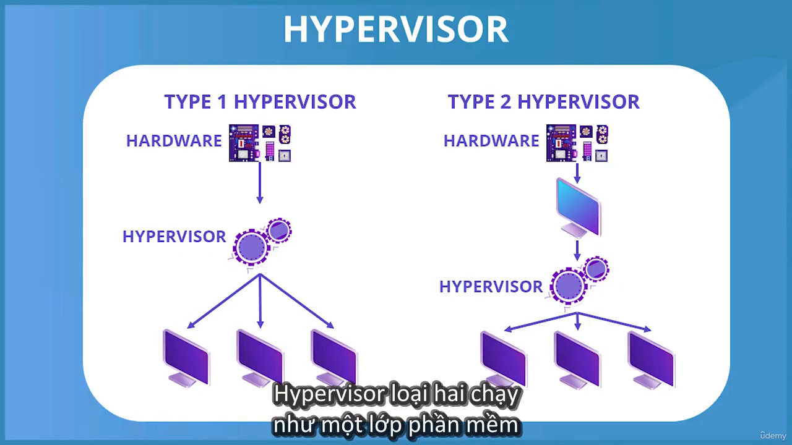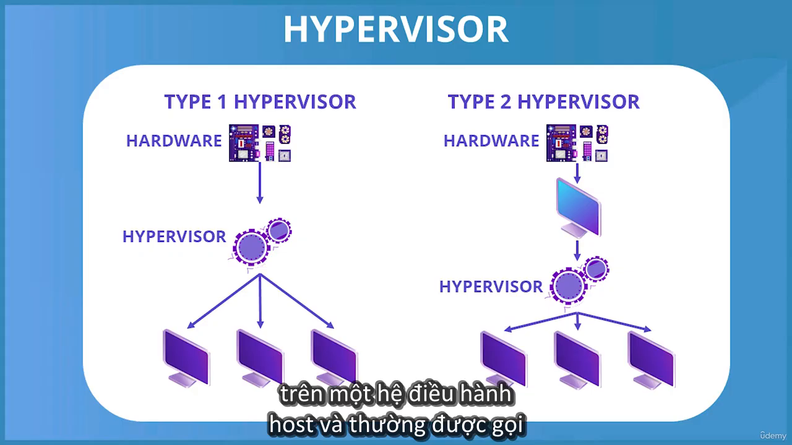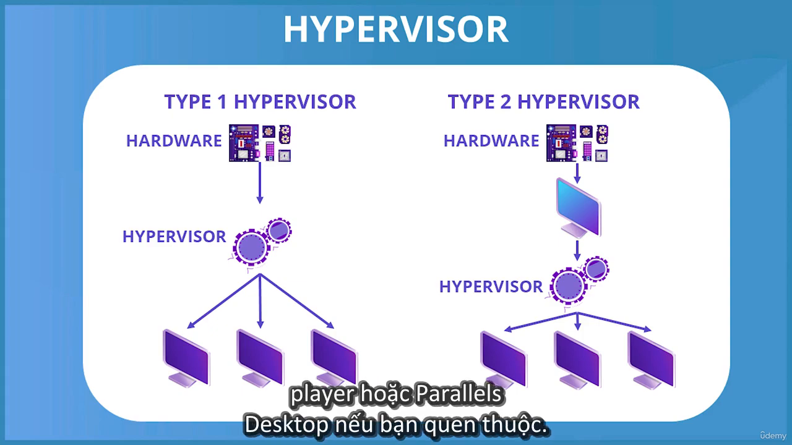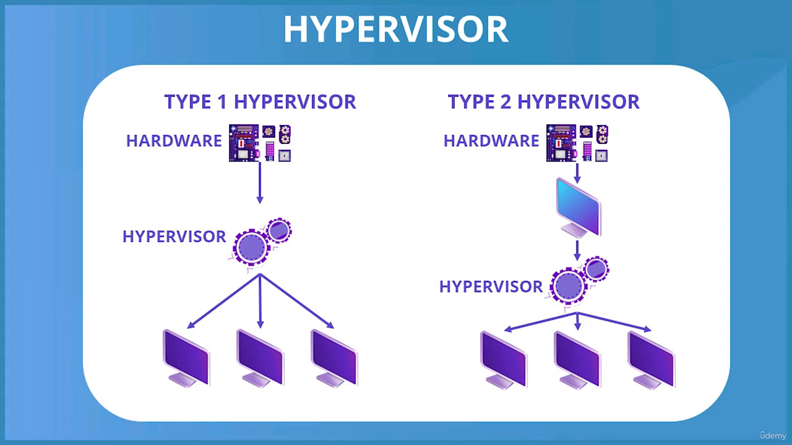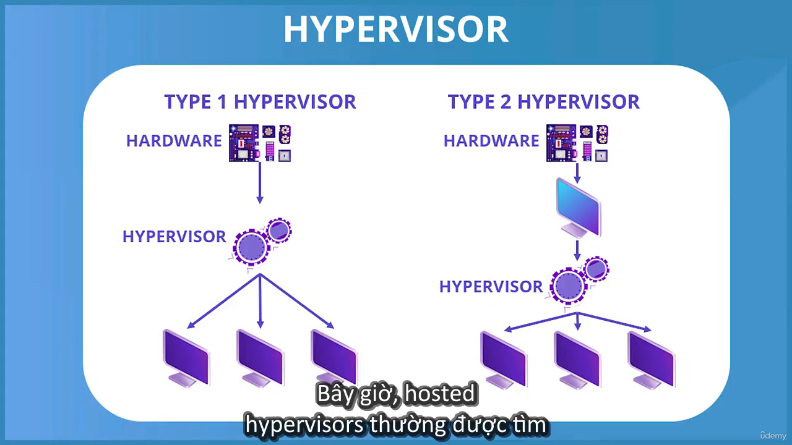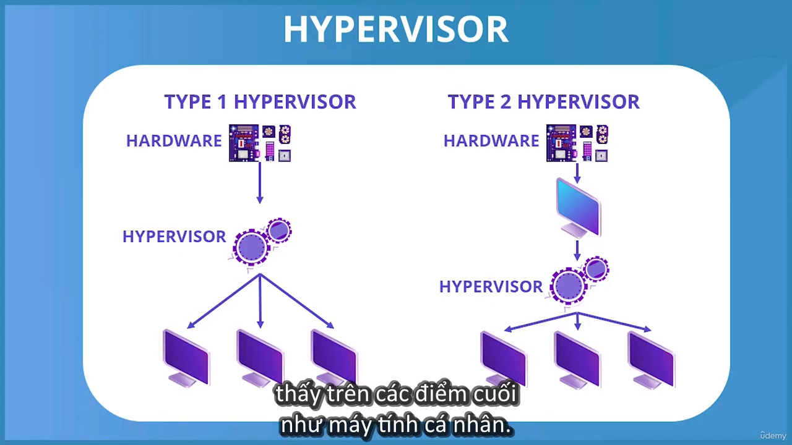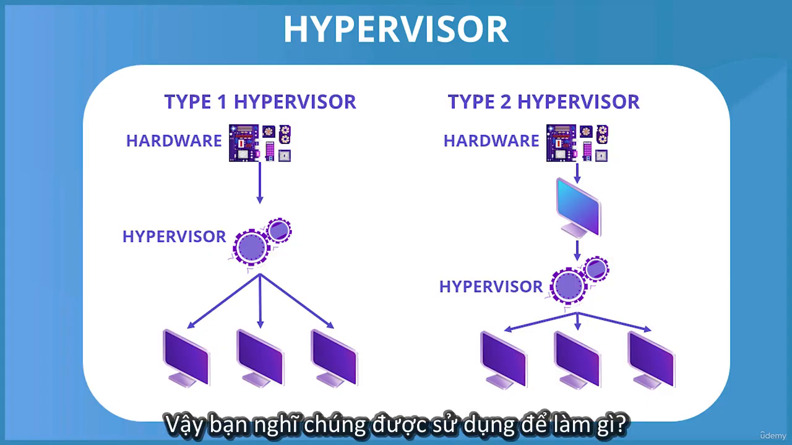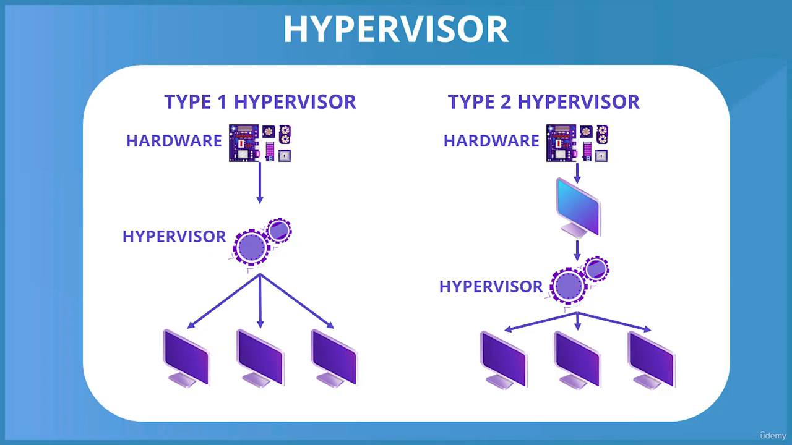The Type 2 hypervisors run as a software layer atop a host OS and are usually called hosted hypervisors, such as VMware Workstation Player or Parallels Desktop, if you're familiar. Now, hosted hypervisors are often found on endpoints, such as personal computers. So what do you suppose these are used for?